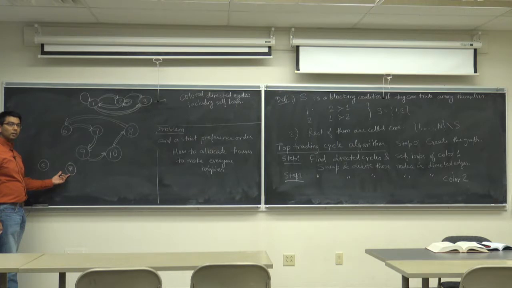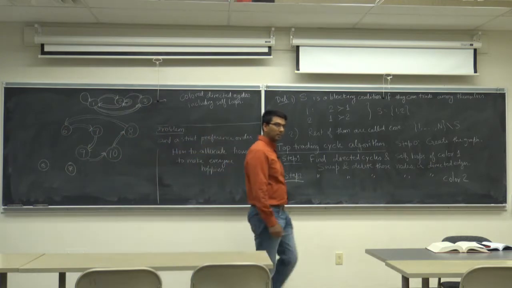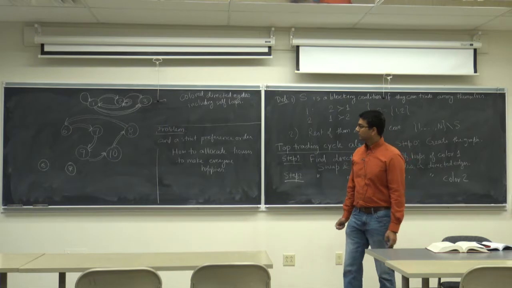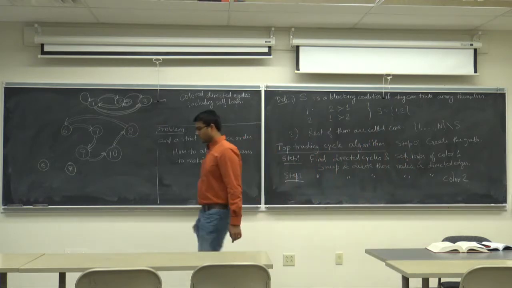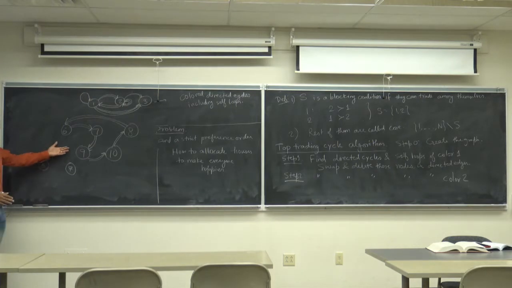So say like 6 prefers 1, but it wasn't allocated at the beginning. But 1 is no more in the game. Second preference of 6 is now its first. Well, yes, that is true. So that is what this algorithm is doing.